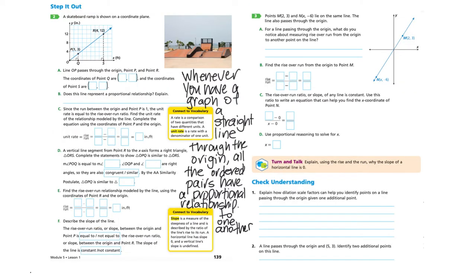So now that you've finished the build understanding, you can go on and do this step it out. Number 2 says a skateboard ramp is shown on a coordinate plane. So on this one, I really encourage you to study this graph and look at what these scales most likely are.